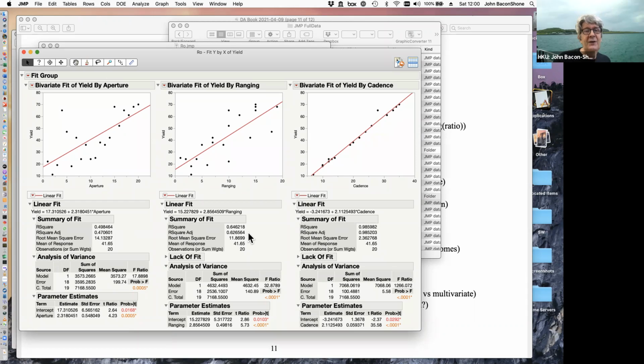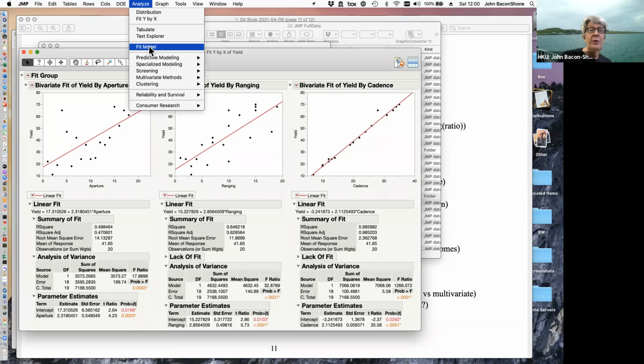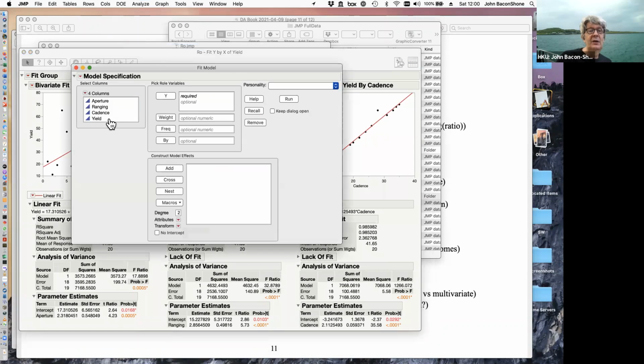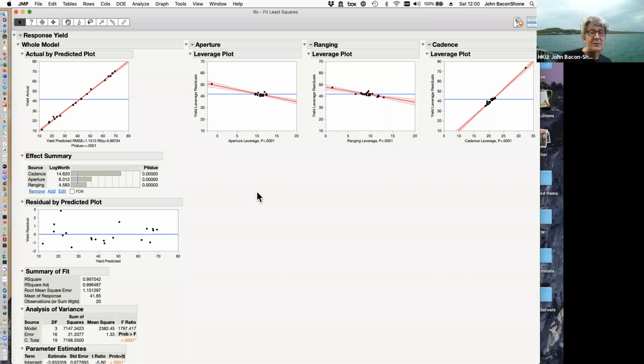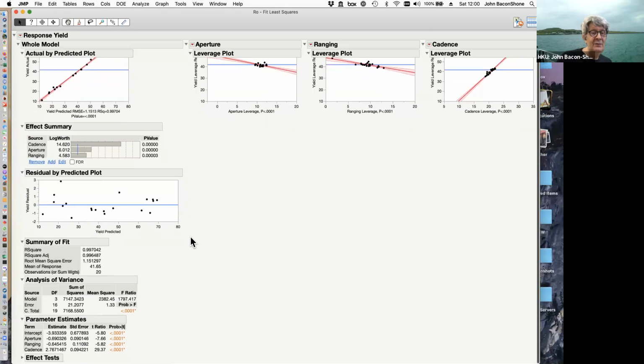So for a scientific type model, as opposed to a human model, these are not very good models, but there is no question that there is a linear relationship, at least if we look at them individually. So what we want to do now is fit the model with all three of these in together. We're going to change yield, and put aperture, ranging, and cadence all together in as possible model effects and see how well that fits. If we come down to look at how well that fits in the effect test, let's not look too much at everything else yet.